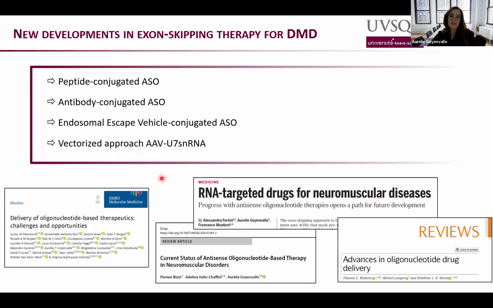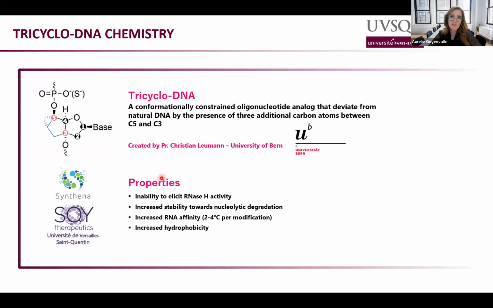And so there are many reviews out there where you can see all the improvements. So today I will focus on one alternative chemistry that we've worked on, which is called the Tricyclo-DNA. This is a chemistry that was created by Christian Leumann at the University of Bern. And this is an interesting conformationally constrained oligonucleotide.